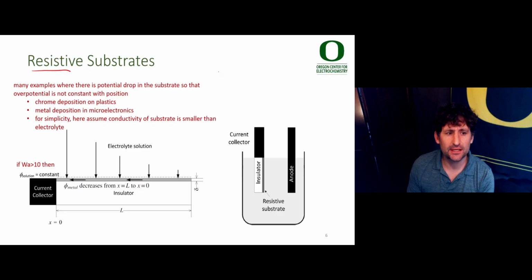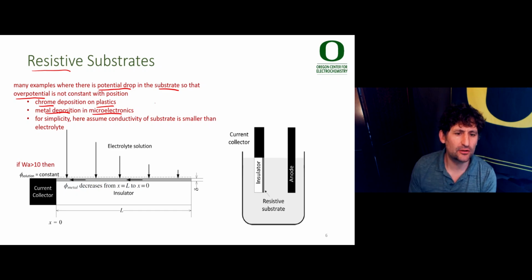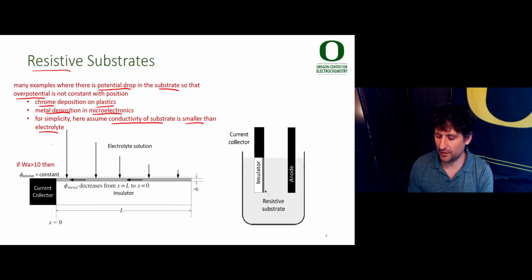So far we've only discussed resistance due to the electrolyte, but there are many examples where the potential drop in the substrate is important. So the overpotential is not constant with position. Some examples are chrome deposition onto plastics, metal deposition into microelectronics, where the microwires connecting all the circuit elements are small. For simplicity here, we're going to assume the conductivity of the substrate is smaller than that of the electrolyte. When both are very important, you'll need more complicated models.